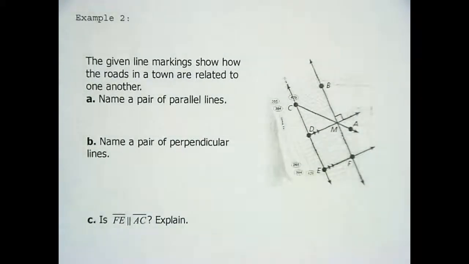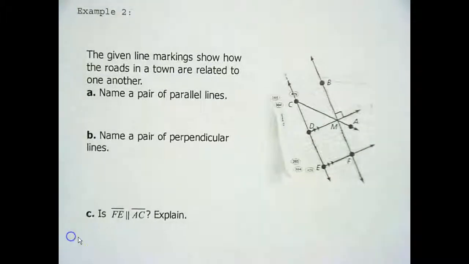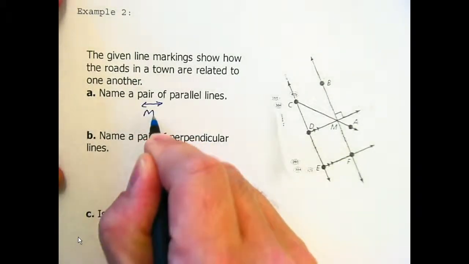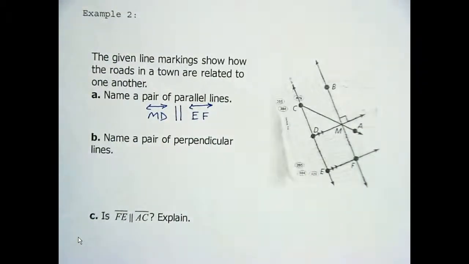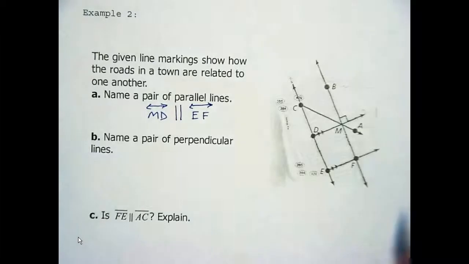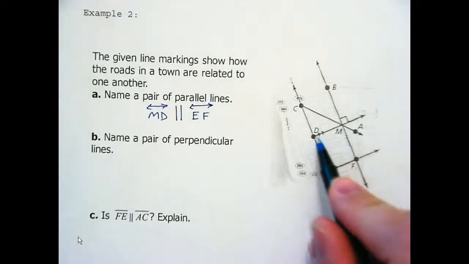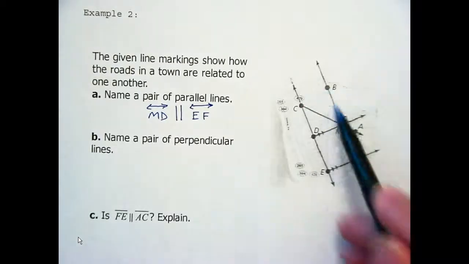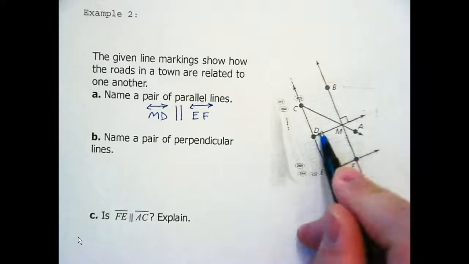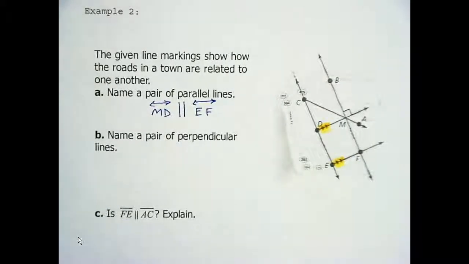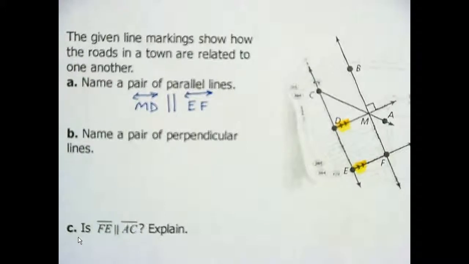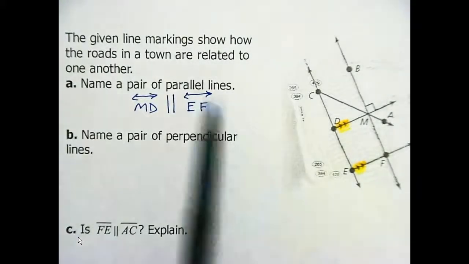Okay, could I state any other lines parallel? The only ones with parallel markings are EF and MD. However, some of you would look at like CE and BF and go, well, those look parallel, but unless we have these little symbols right here, we can't show that they're parallel. You have to have those markings. Yeah, Alex? We're going to call them lines. Yep. Especially because they're asking for parallel lines.